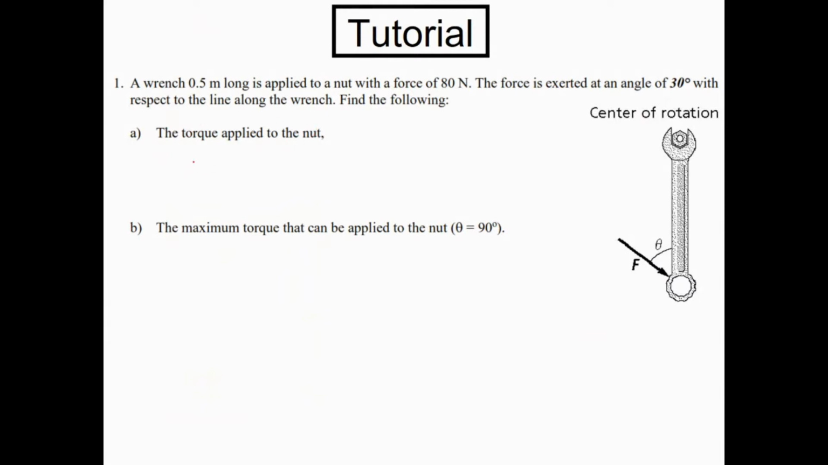So what's the formula for the torque? The torque tau is equal to R cross F, which is RF sine theta. So this is the formula for the torque tau. What is given in the question? The length of the wrench is given, which is nothing but the R value, 0.5 meter, and the force you apply to the wrench is exactly 80 Newton. And the angle is mentioned as 30 degrees.